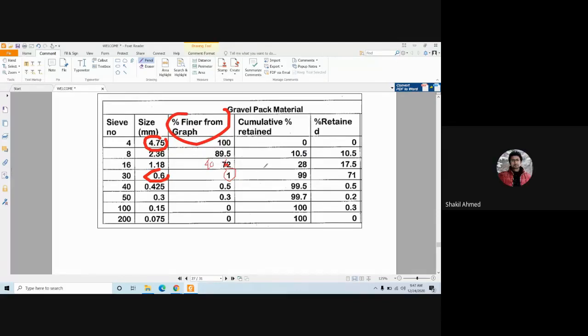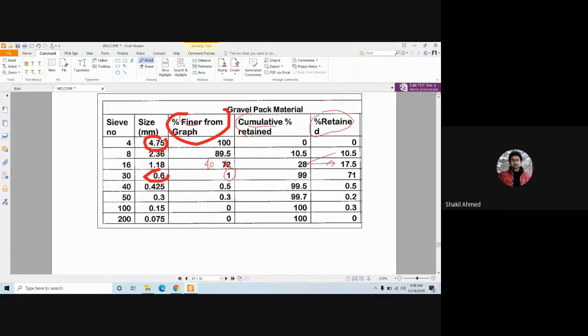Then, what is cumulative retained? This is finer. Then what is retained? 100 minus this: 100 minus 89.5, 10.5; 100 minus 72, 28. Is it clear? Yes, sir. Cumulative percentage retained. From here, what is the percent retained? Easy. 0 means 0, 10.5, fine. This value is basically 28 minus 10.5.